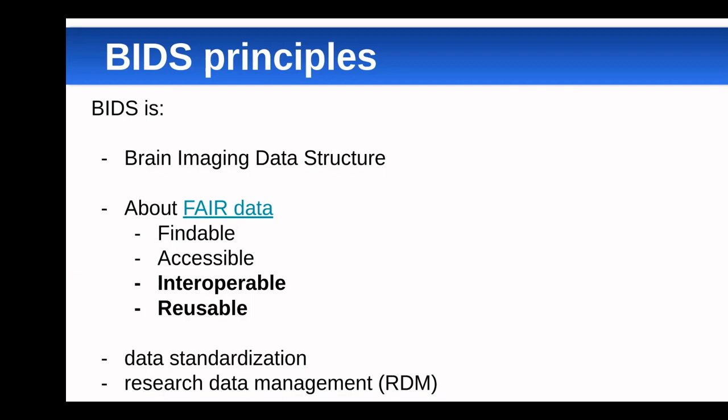Interoperable tends to mean that you're going to be using data formats that are easily read by most software and that work well together. And reusability means that if I give you a data set, it is standalone and self-contained enough that you're not going to have to send me a million emails to understand how it's organized. All of this relates to data standardization and research data management, as I was saying.